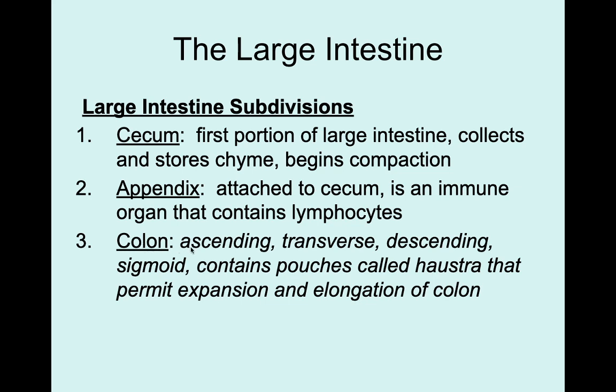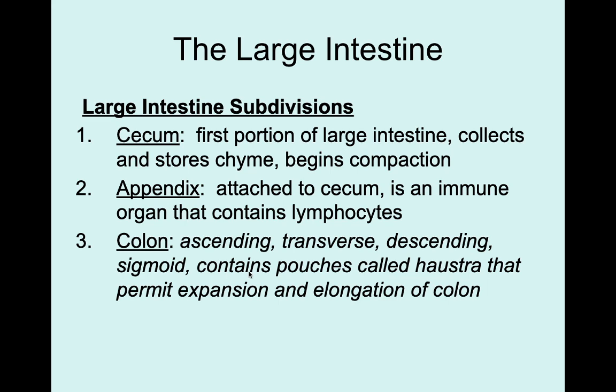The colon is the main portion of the large intestine. It is the main horseshoe shape. You have the ascending colon that goes up, the transverse goes across, the descending comes down, and then the sigmoid kind of comes over a little bit to the rectum. And your colon is very large.